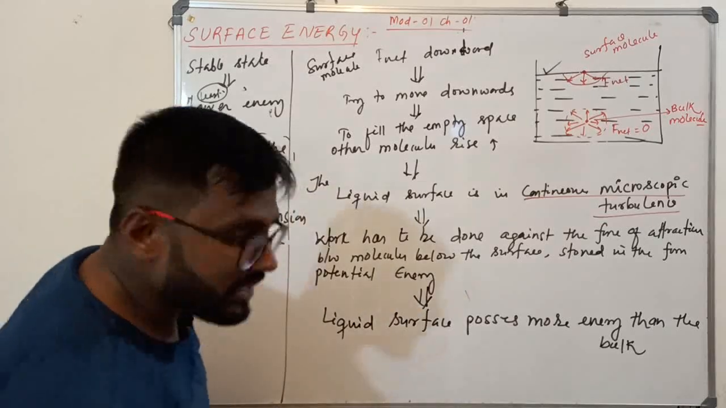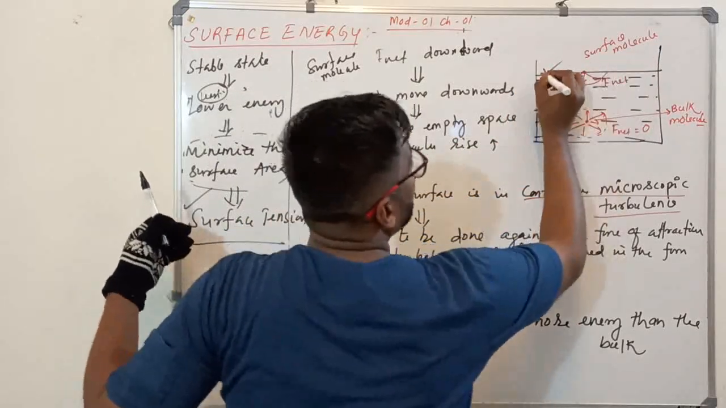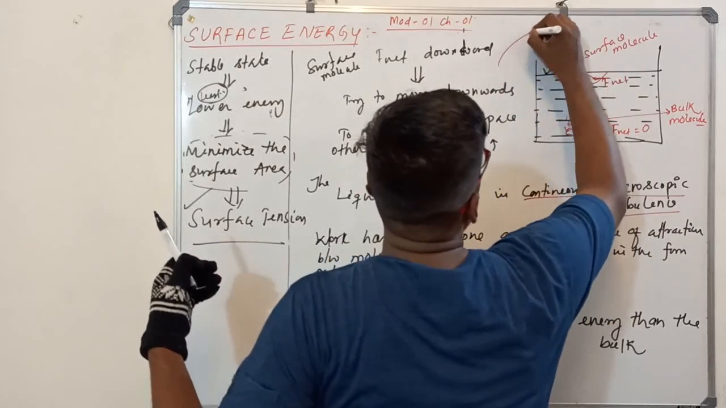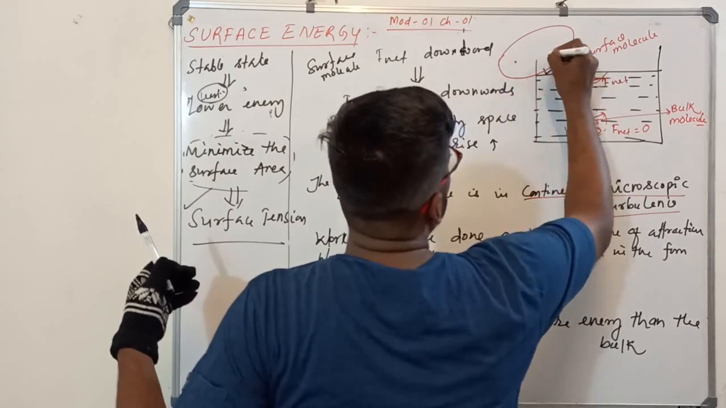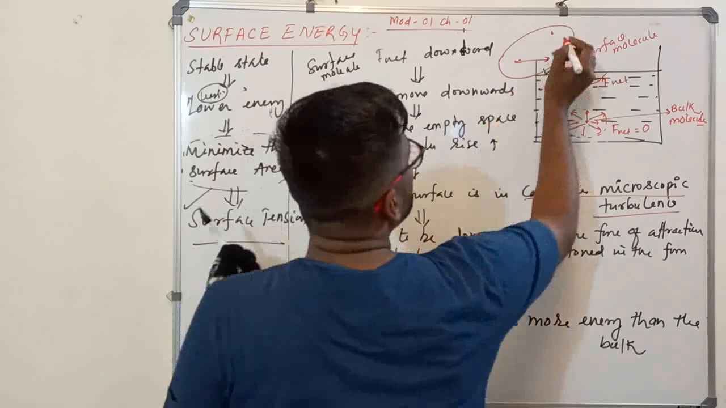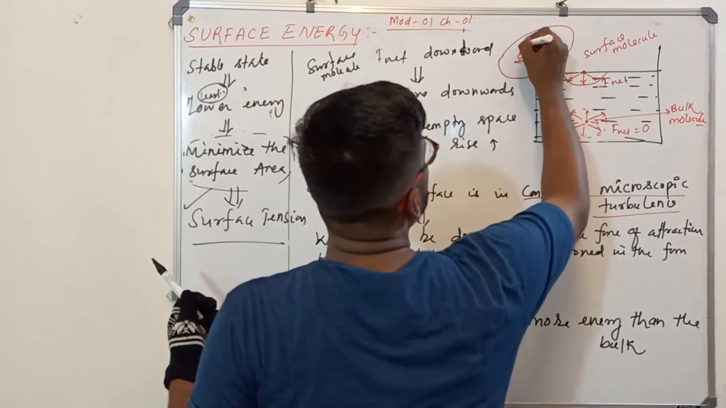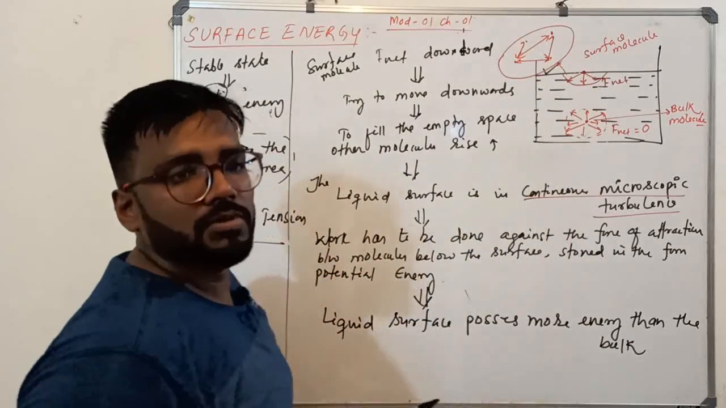Sir, I don't understand. What is happening at the surface? I'll draw the free body diagram of this surface. Look, let's just say this surface is like this. One molecule is here, one molecule here, one molecule here. These two molecules will be pulling each other. These two molecules will be pulling each other. Similarly, these molecules will be pulling each other. They will be pulling each other with the help of which force?